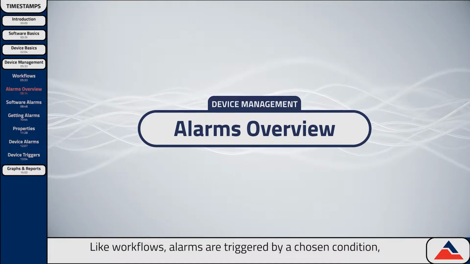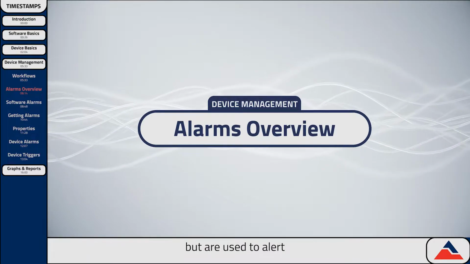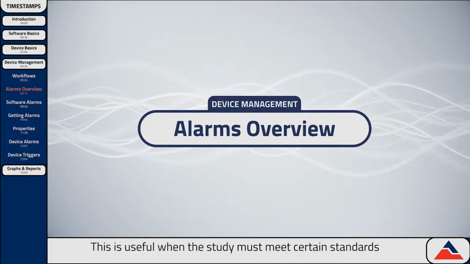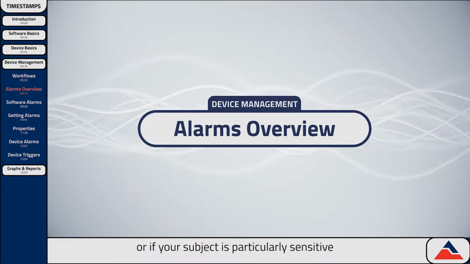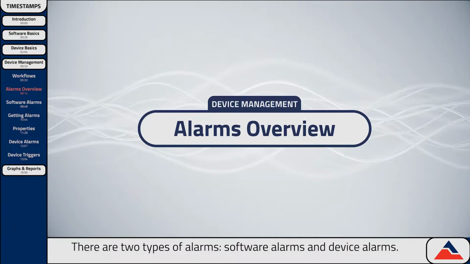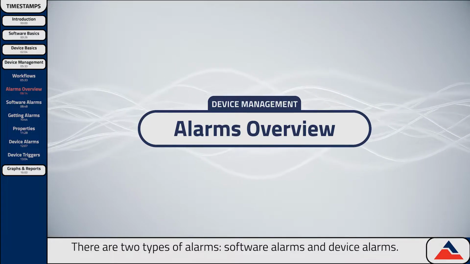Like workflows, alarms are triggered by a chosen condition, but are used to alert you when certain thresholds are met during recording. This is useful when the study must meet certain standards, or if your subject is particularly sensitive to your measured variables. There are two types of alarms: software alarms and device alarms.